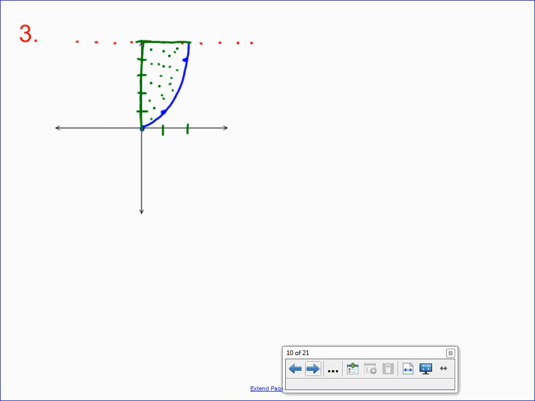Okay, so we always want to shade our original region. That'll help keep our quantities positive. Okay, so I'm going to shade the original region.